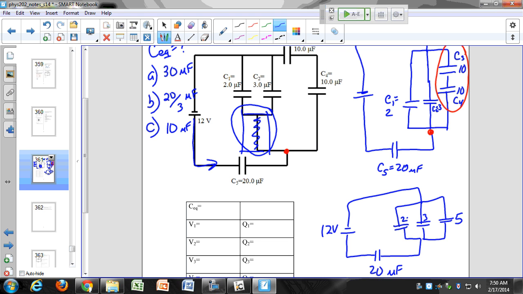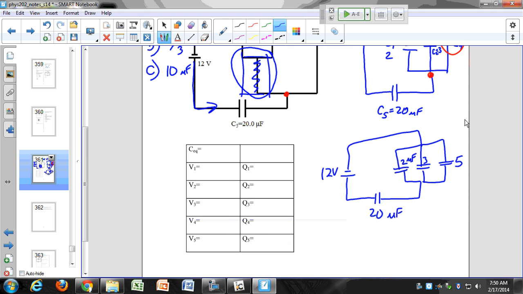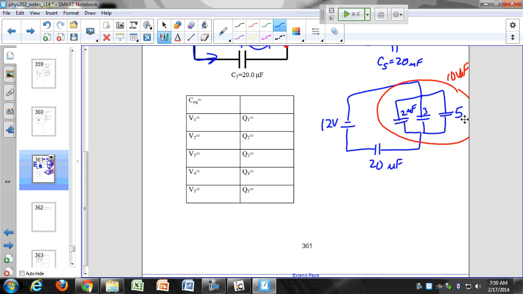And then what do I attack next? The what? Right, that 2, 3, and 5. I just add those up, so those all add up to equal 10. Or 10 microfarads, excuse me, not 10 volts. And so my new circuit will look like this.